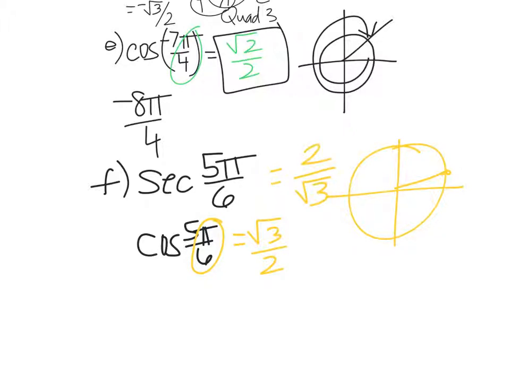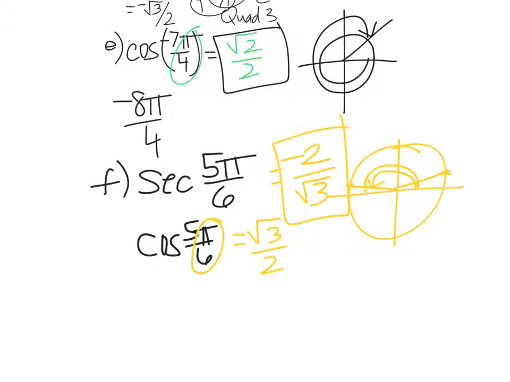But what quadrant am I in? 2. 5 pi over 6 is 1/6 short of a full pi. 6 pi over 6 is a full pi. So 5 pi over 6 is just 1 short. So I'm in quadrant 2, and cosine is negative in quadrant 2. Now, the book's fine with you leaving that. If you want to rationalize, that's fine. I'm not making you do that this year.